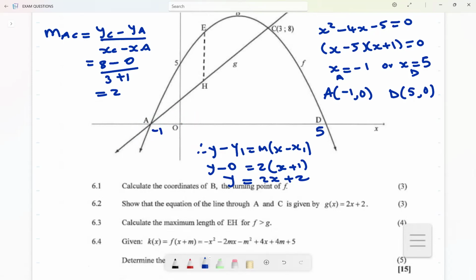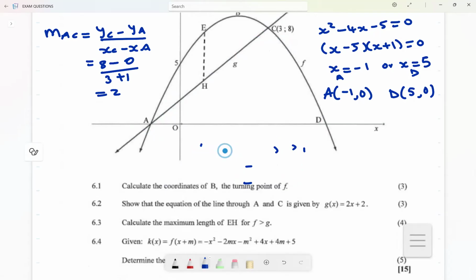But yeah, guys, you need to start first by finding the coordinate of A so that you can find the gradient. And then after finding the gradient, you use any of the points to get an equation of the straight line. So we have done that, guys. We have done that. So let's just remember here it is 5. This is negative 1.